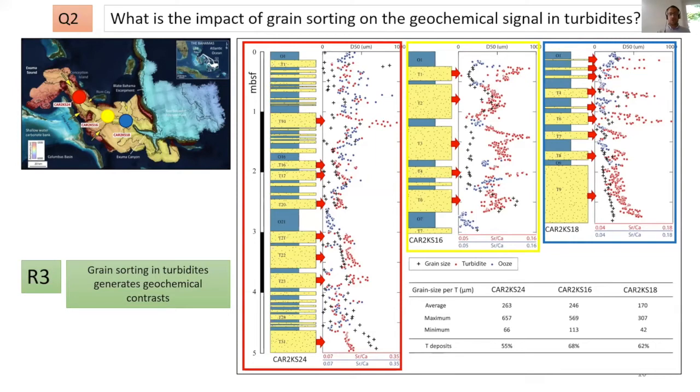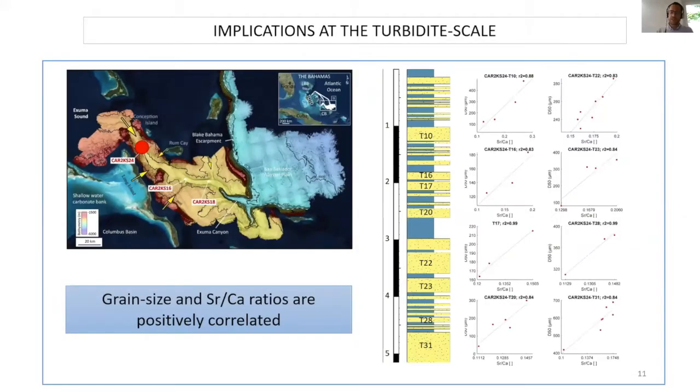So to go further into the strontium signal, we wanted to understand the relation at the turbidite scale, and for this we took only two data: the strontium calcium ratio and the grain size D50, and we figured out that actually there is a positive correlation between the strontium calcium ratio and the grain size.